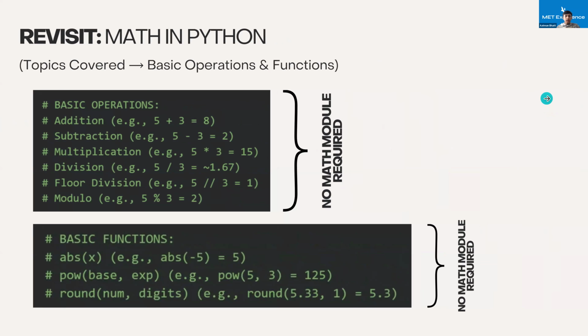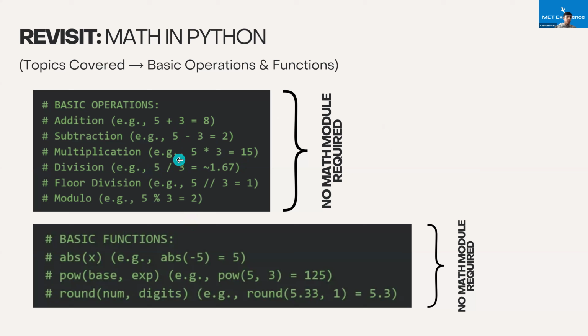So the next thing we're going to be talking about, or I guess revisiting, is math in Python. So obviously there are certain operations that you can perform on two or more numbers without any math module. For example, we can do the four basic operations. We can do addition like 5 + 3, subtraction, 5 - 3, multiplication, 5 × 3, and division, 5 ÷ 3.